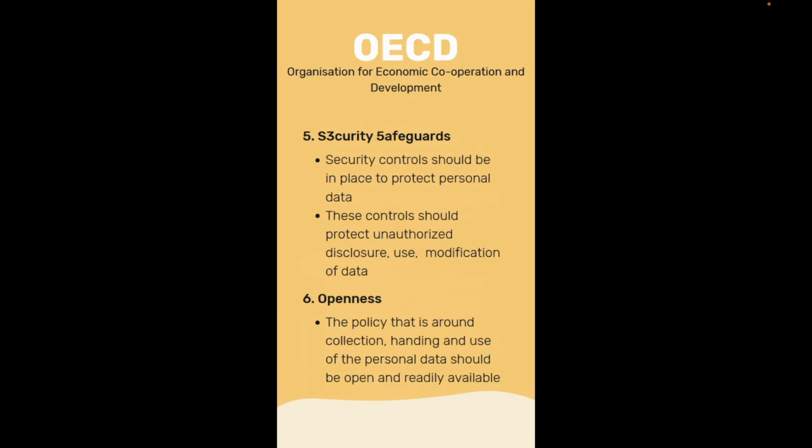The fifth one is security safeguard. Yes, you are collecting private information and enough security controls should be in place to protect the data. And you also should have enough controls to protect against unauthorized disclosure, use and modification. And for everything there should be a policy. The sixth one is openness. The policy should be open and it should state very clearly how the data is collected, used and stored.